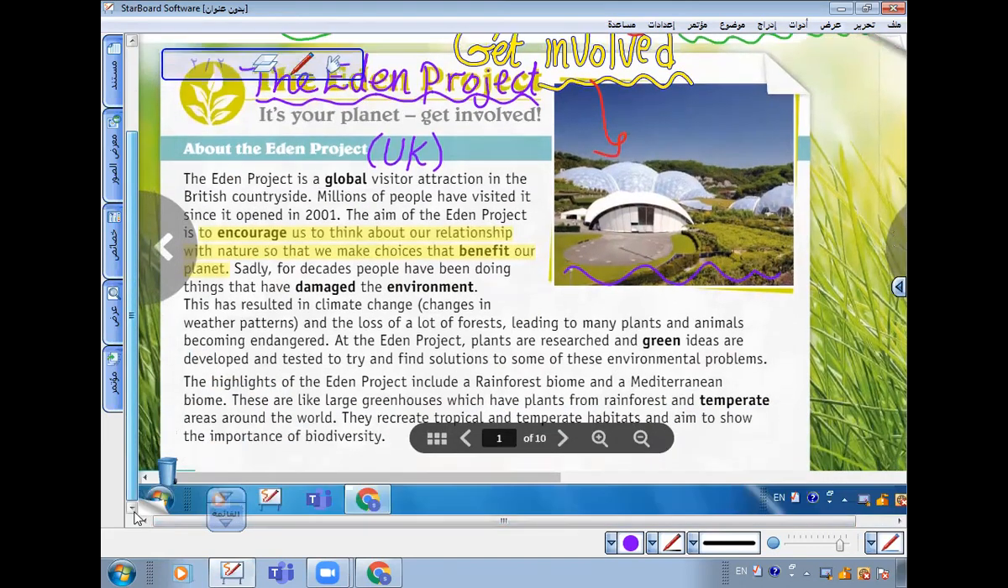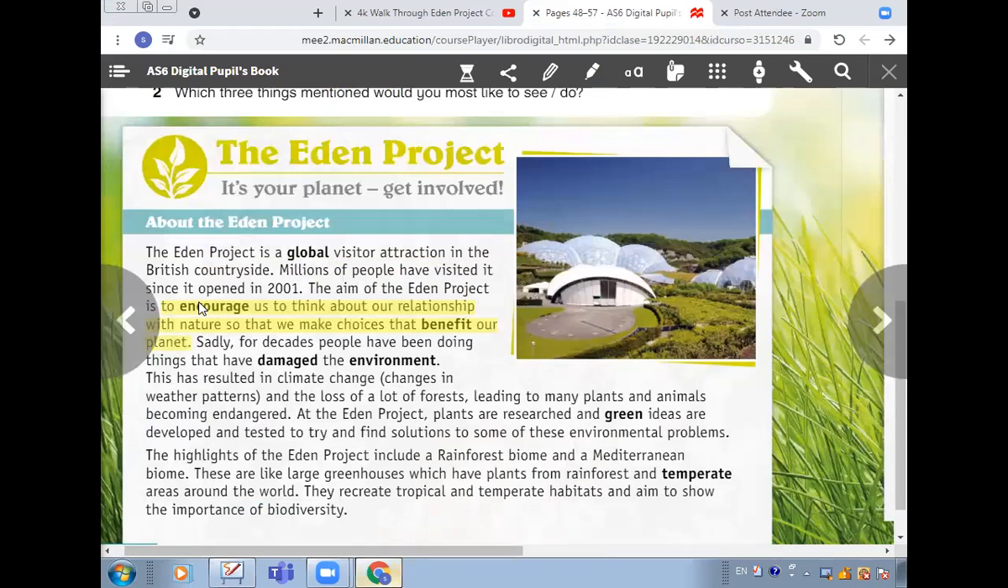Now let's start to discuss the first paragraph with each other. We will listen to this audio, then after that we will start to discuss this paragraph.